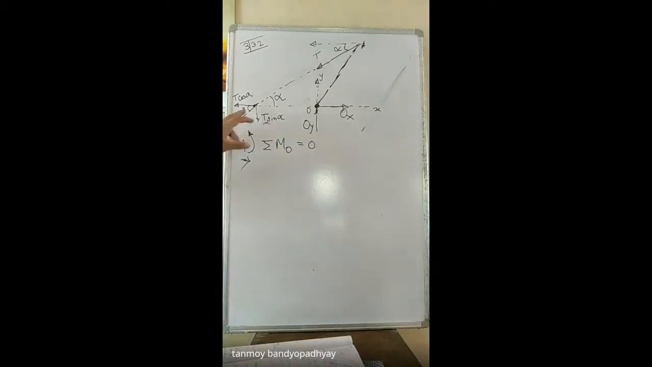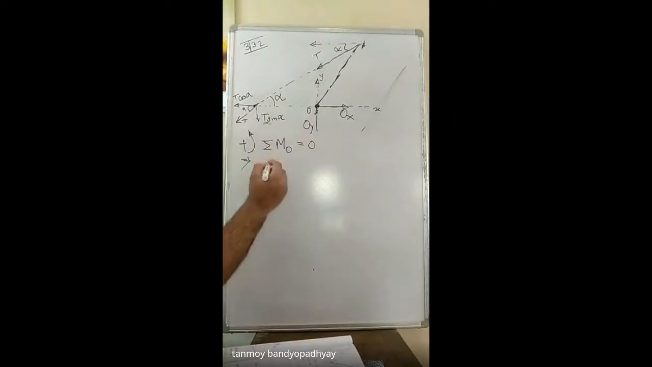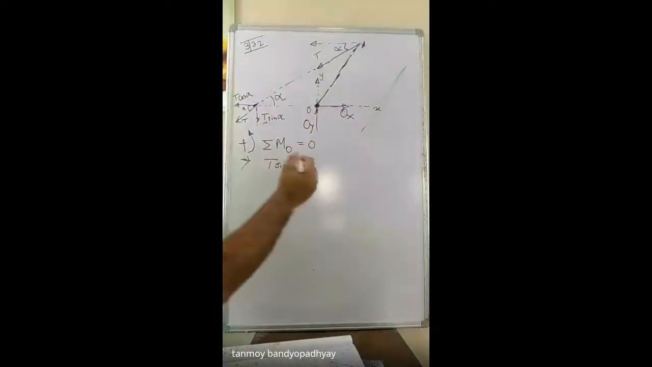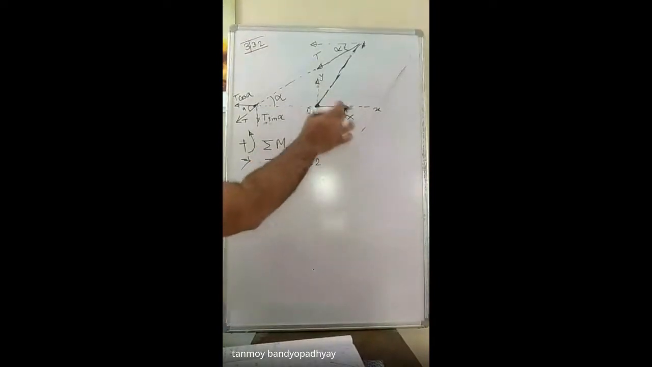As you can see, T cos alpha passes through the point O, so there will be no moment contribution from T cos alpha. Only T sin alpha will contribute to the moment, and it gives an anti-clockwise moment. So T sin alpha into the distance of its line of action from the point, which is given as 1.2 meters. O_X and O_Y will not have any moments at the point O, since their line of action passes through O itself.